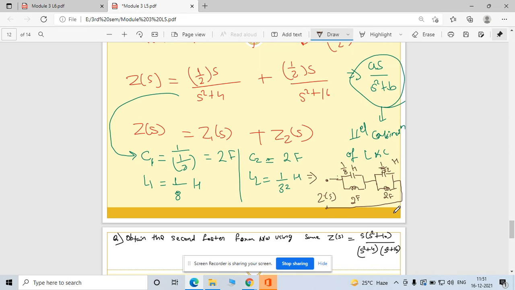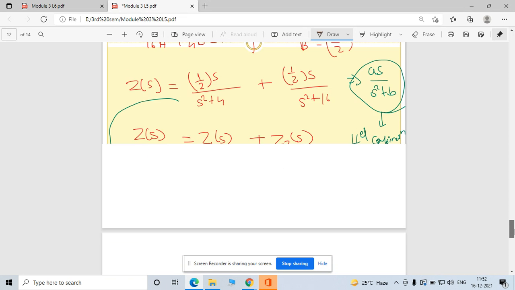Sorry, this is for the inductor value and this is for the capacitor value. 2 farad is the capacitor here and 1 by 32 Henry is the inductor. Okay, so this is your equivalent circuit for this function.